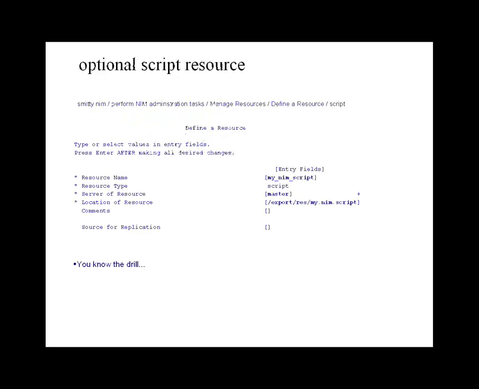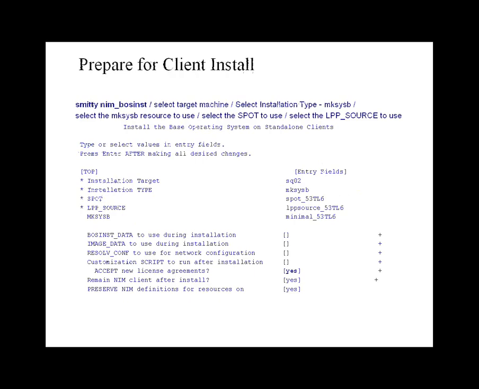I get my script just the way I want it, and again, like everything else, I have to define it. SMIT nim, NIM admin tasks, manage, define. The resource type is a script, and again, full path and file name. I have all my resources that I want. I've got my client defined. I'm ready to enable its install.